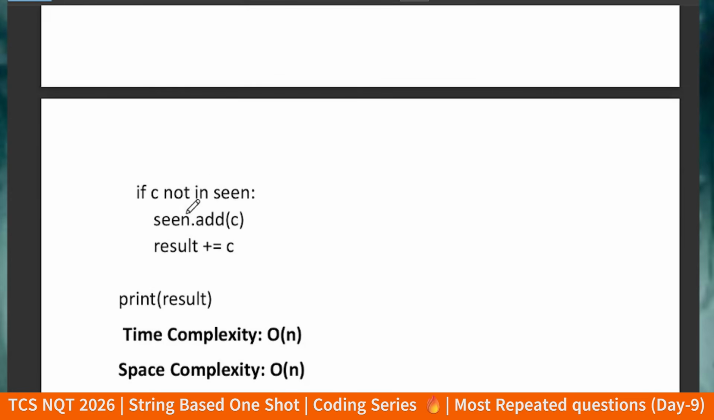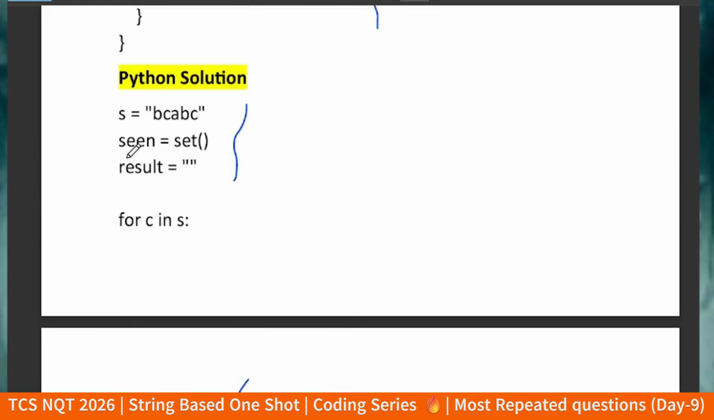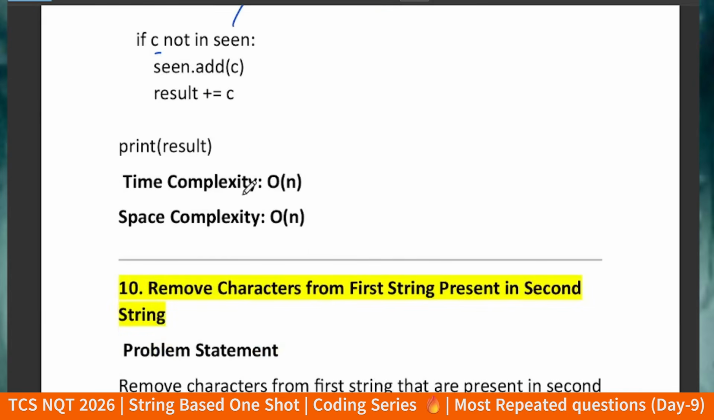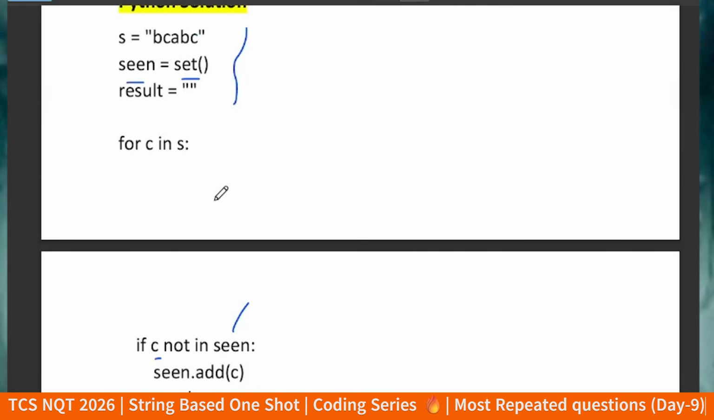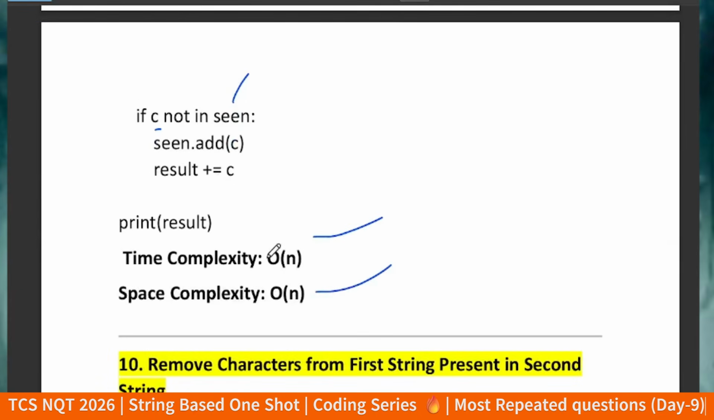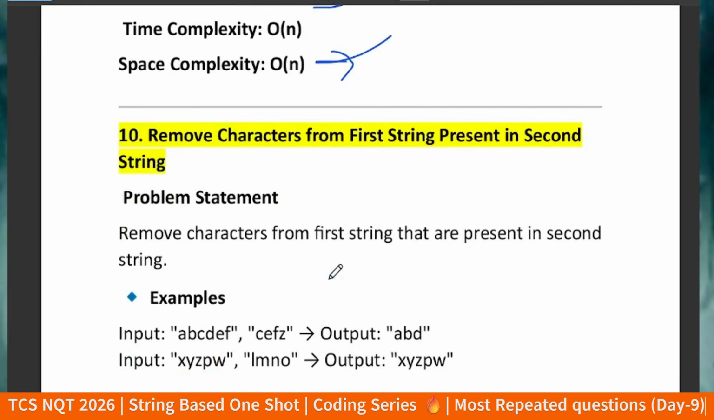Just I am traversing the string and checking that the character is not in seen. Okay, so what is seen? Seen I am just converting, means seen equal to set. Okay, and I am storing those values in the result. So time complexity and space complexity will both be order of n. Why? Because we are traversing the whole array, and we are also using the set here. That's why space complexity will be order of n, because that will take the space.